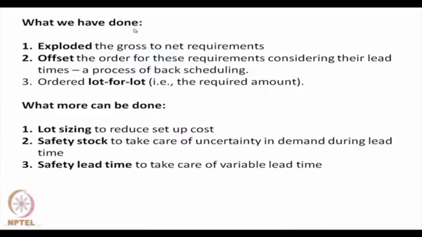So, what we have done so far is that we have exploded our gross requirements into net requirements, offset the order for these requirements considering their lead times, which is also known as back scheduling, and we have ordered lot for lot. You see, the lot size is not constant. What can be done is lot sizing to reduce setup cost. One can also have a safety stock to take care of uncertainty in demand during lead time. And one can also give a little more lead time as a safety, just 1 or 2 days more.